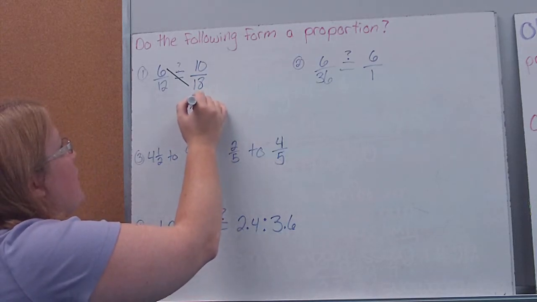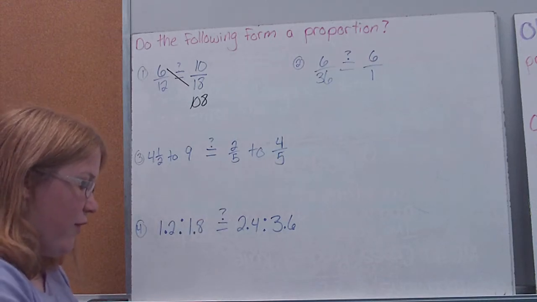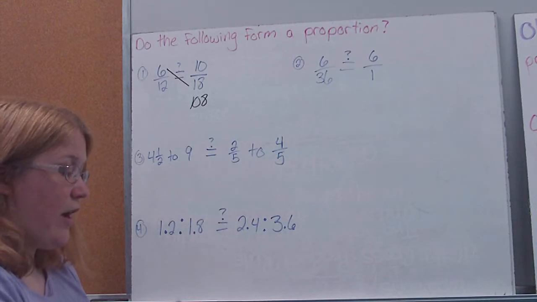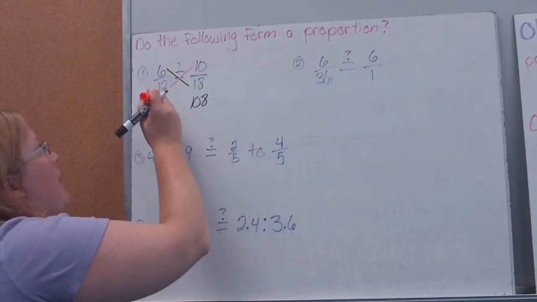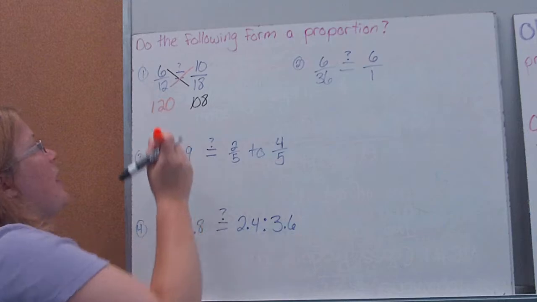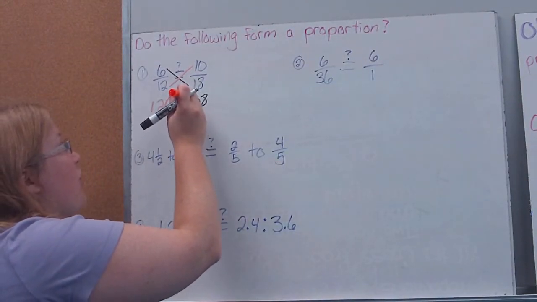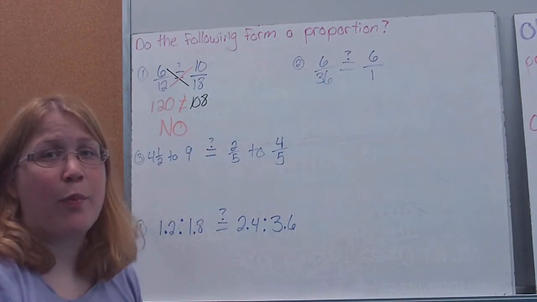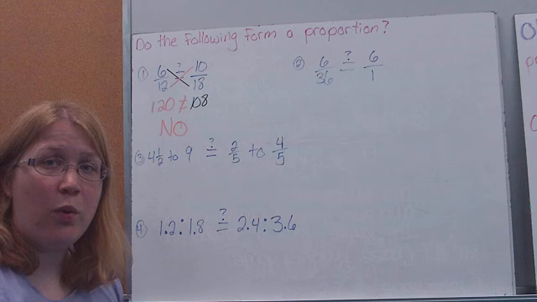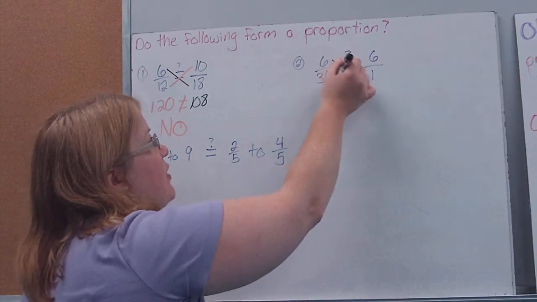18 times 6 is 108. So what I need to do is see if my cross product of my other two equals the same thing. So 12 times 10, I can actually do that one in my head, is 120. These are not equal. They do not equal each other. So my answer here is no. These are not a proportion. Their cross products are not equal. They're not equivalent ratios.